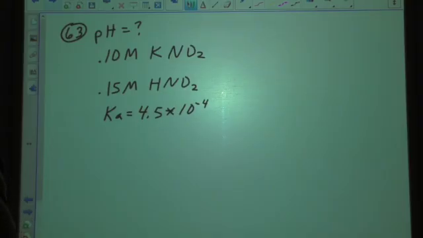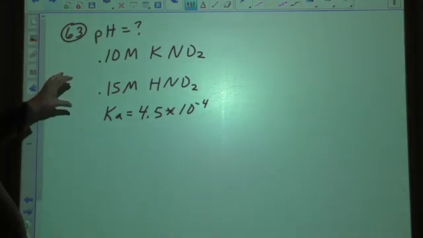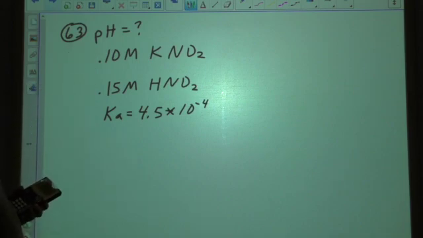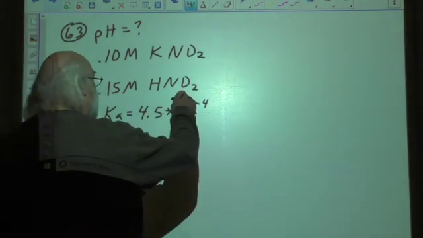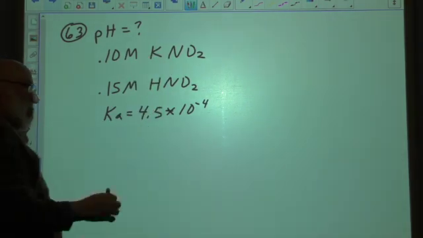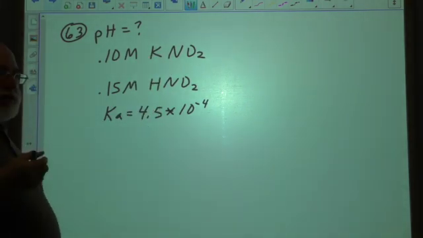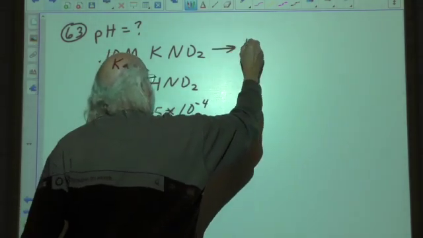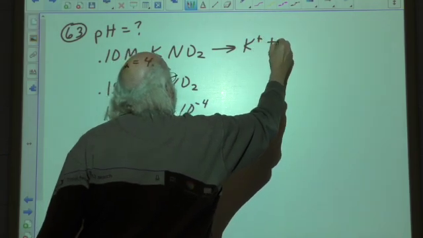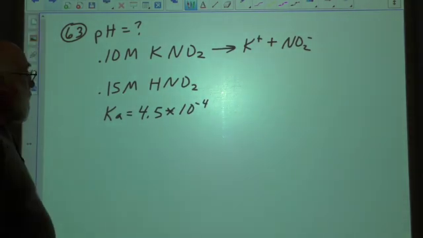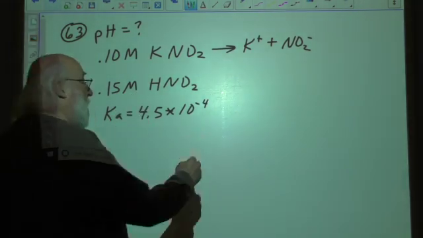Well, let's take number 63. We want to find the pH when we have these two added together. Now, if you notice, this is a weak acid. That's why we have the Ka here. The fact that this has potassium, any group 1 metal in a salt, means it's 100% soluble. So this is going to break down 100%: K positive and NO2 negative, both aqueous.